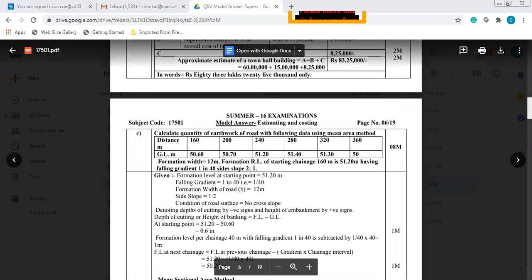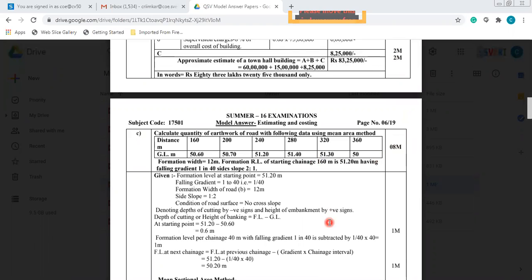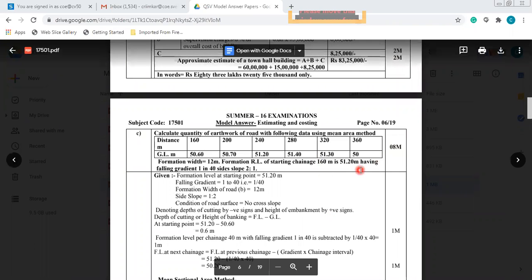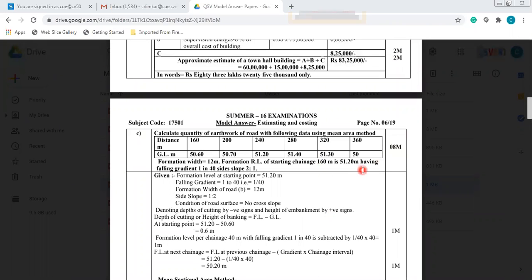Don't worry. Okay, so if you see the problem, we have to calculate the quantity of earthwork for a road structure using the data which is given. Now we have to solve this problem using the mean sectional area method. There are basically four methods to determine the quantity of earthwork for a road construction: the mean sectional area method, the mid-sectional area method, the trapezoidal method, and the prismoidal method. Out of which the most widely used methods are the mean sectional and mid-sectional area methods, in which we consider their mean depths and mean areas.